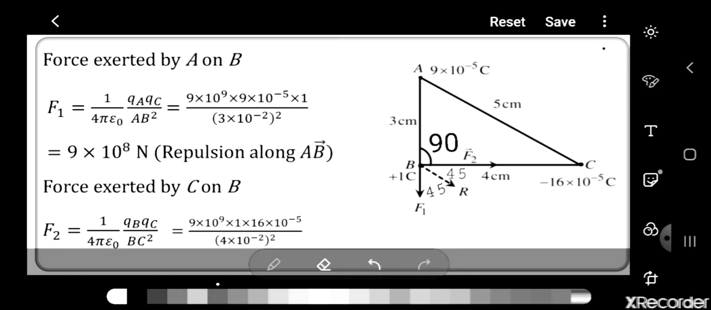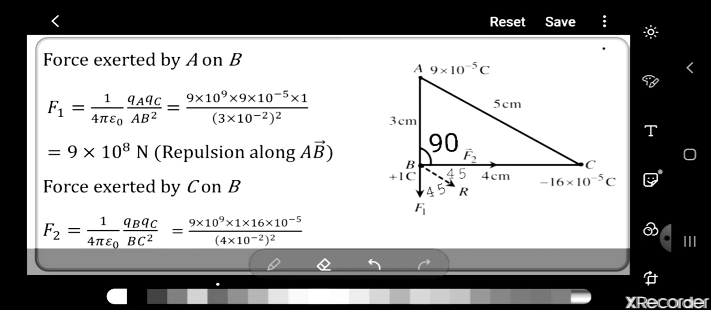First find out the force exerted by A on B. F1 is equal to 1 by 4 pi epsilon naught QA QB by AB square. So this is between A and B, so use Coulomb's law. Substituting the values, you will get 9 into 10 power 8 Newton.